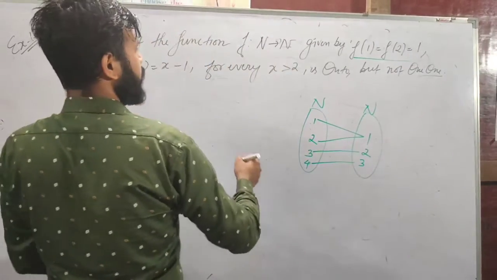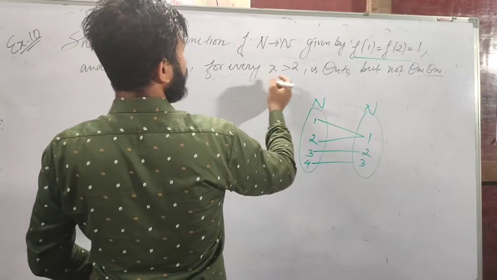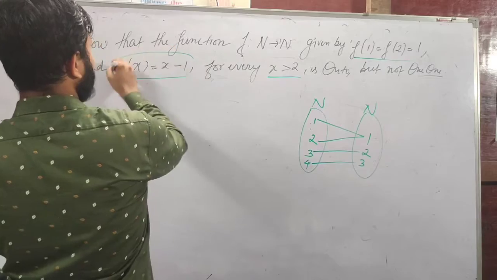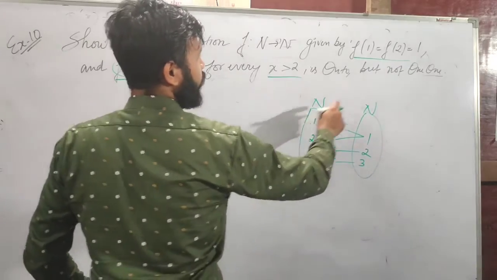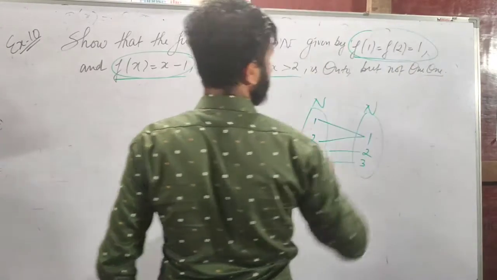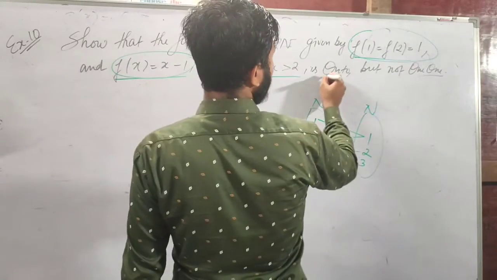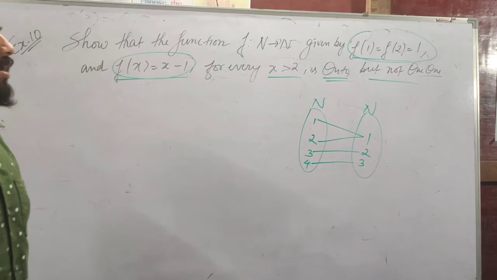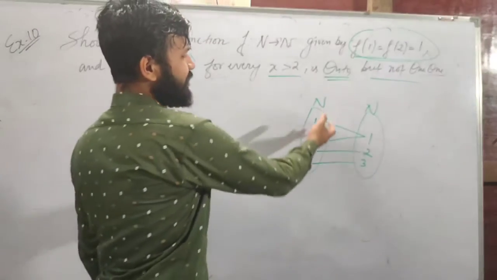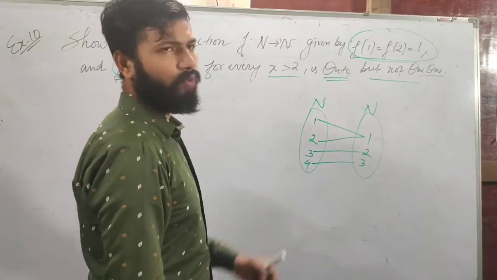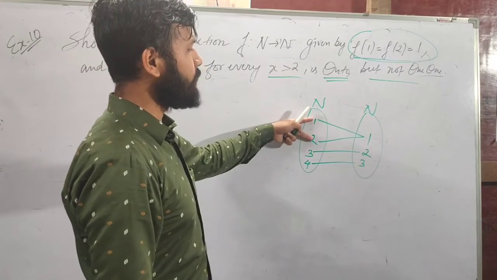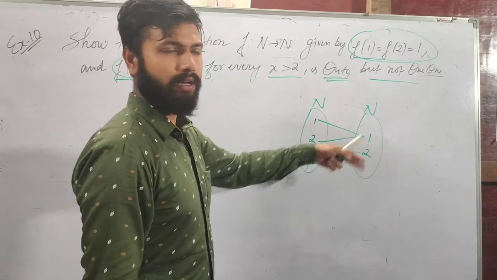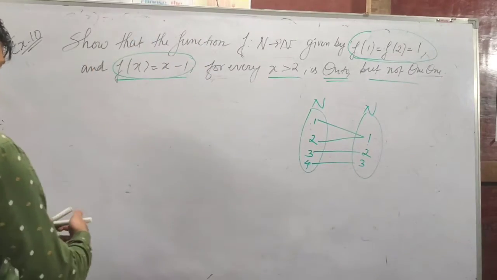Now you have to prove that for all x more than 2 this holds, but for 1 and 2 the function is already given. We have to prove that it is onto but not one-one. Definitely we can clearly see that it is not one-one, because both pre-images have a single image. It is many-one.